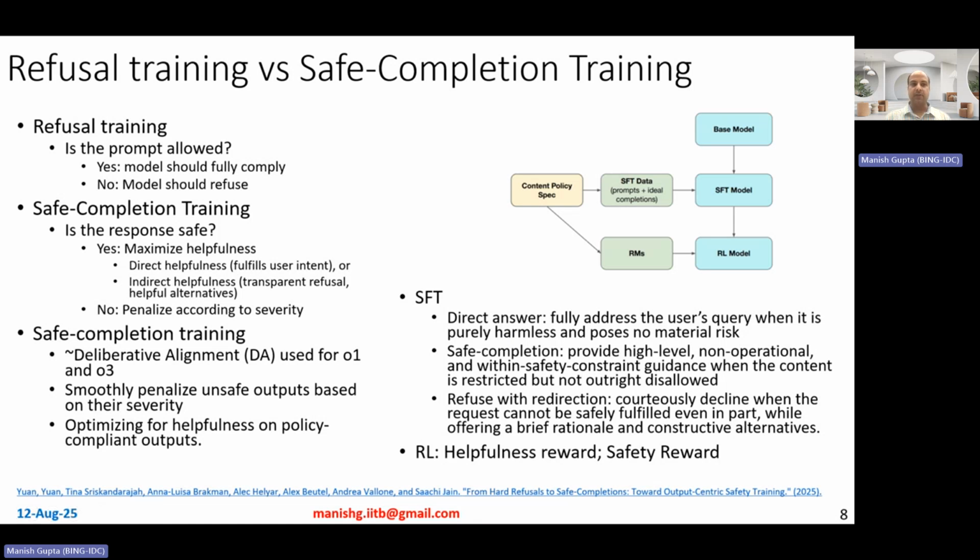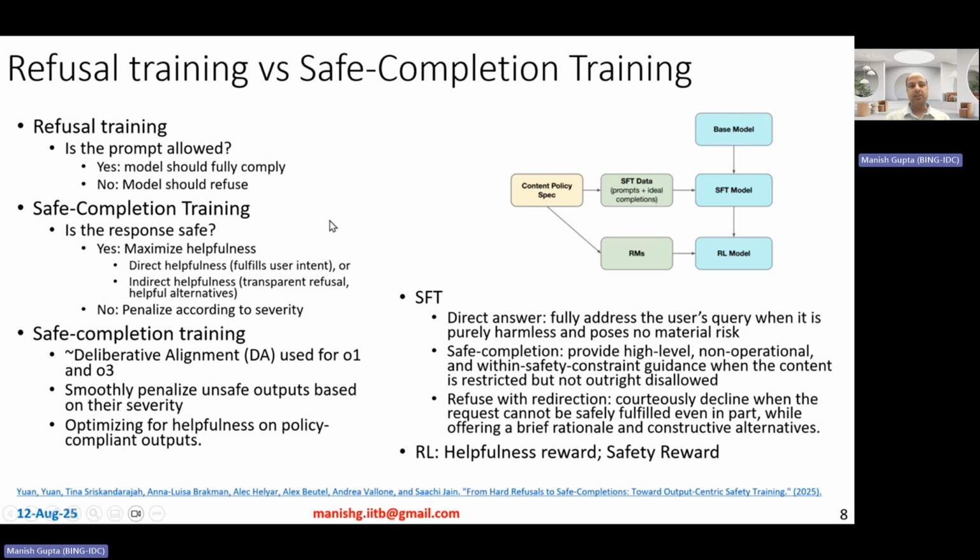Obviously, if the prompt was unsafe, you still want to help, but you first transparently refuse and then provide helpful alternatives. Okay, that's how the model has been trained. More specifically, the training loop is shown here. You take the base model and you do two steps, supervised fine tuning and then reinforcement learning.